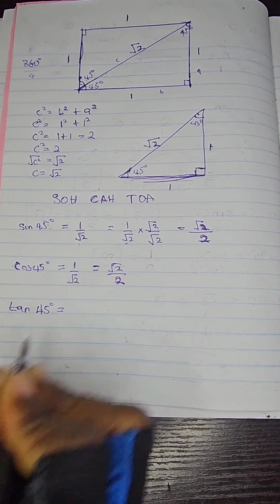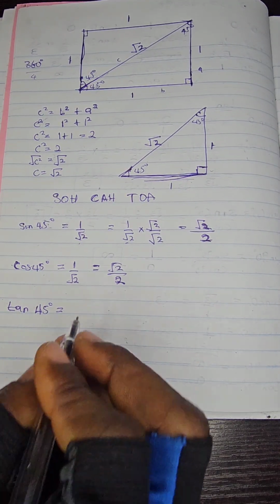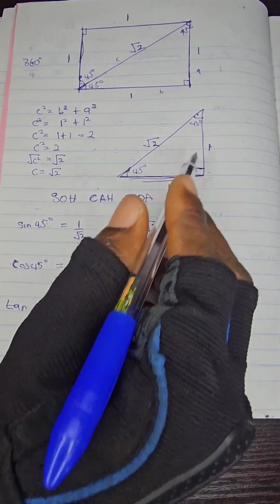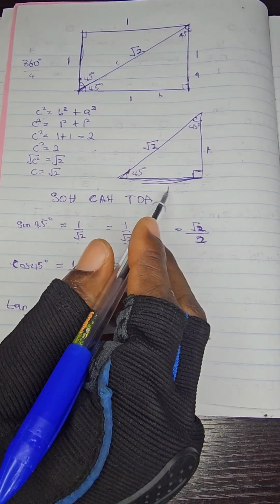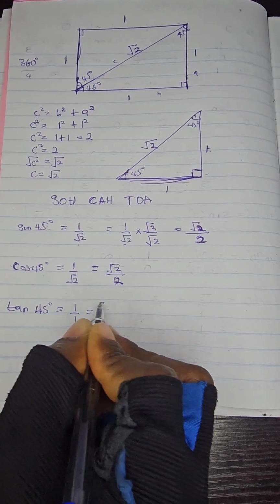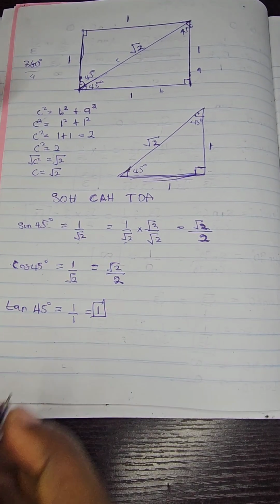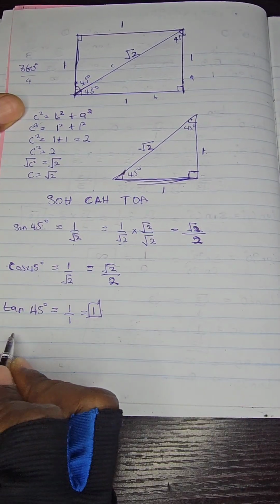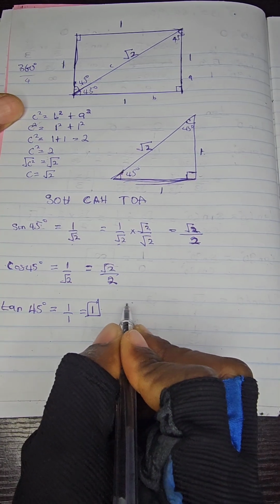Then tan 45 degrees is now opposite over adjacent, which is 1 over 1, which is 1. If you still want to solve it using the other formula I gave you, which is sine over cos, you can still use it.